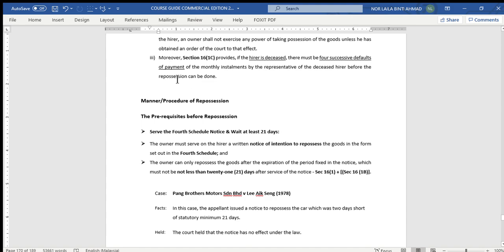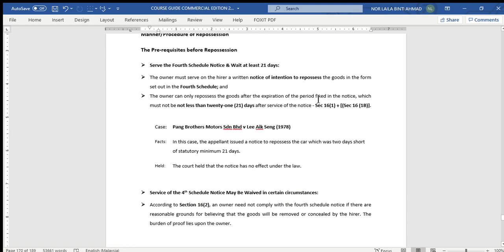And the third provision, section 16 subsection 1 capital C, if the hirer is deceased, there must be 4 successive defaults of payment of the monthly installments by the representative of the deceased hirer before the repossession can be made.